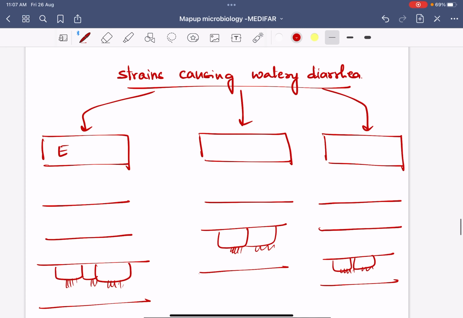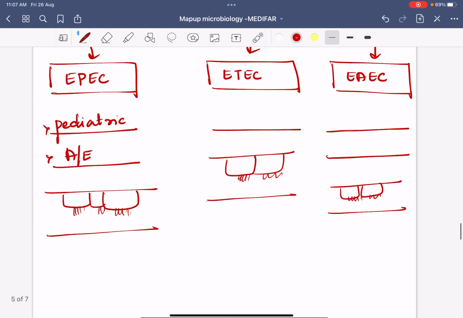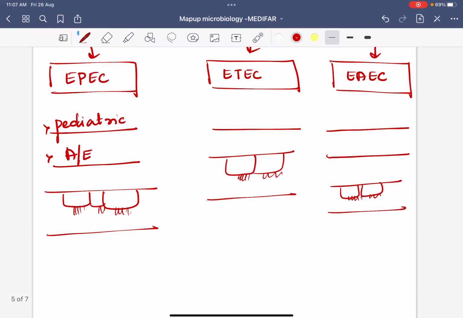They are EPEC, that is enteropathogenic E. coli, ETEC, enterotoxigenic E. coli, and EAEC, enteroaggregative E. coli. Enteropathogenic E. coli causes watery diarrhea in pediatric patients. And there is a characteristic lesion called A lesions. How are they formed? A lesions means attaching and effacing lesions.